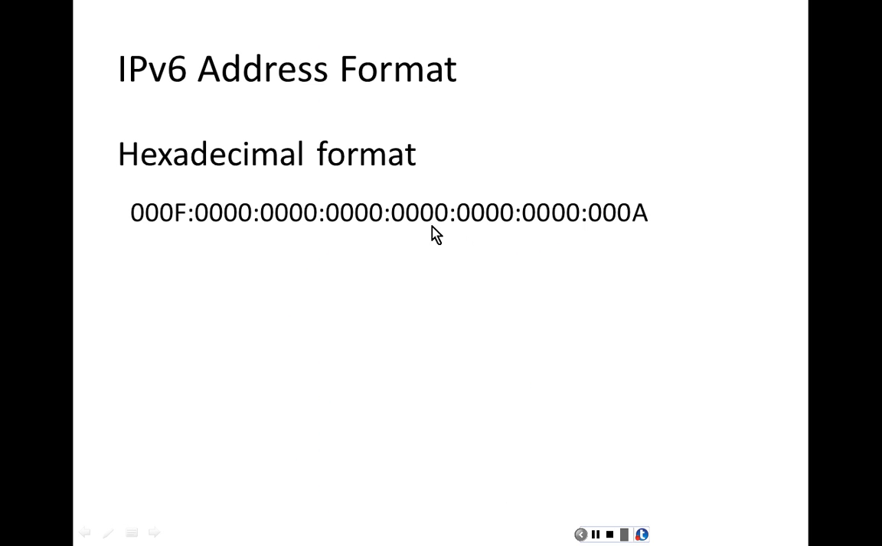Now, we can represent this whole string of zeros as simply a double colon. A double colon represents a long string of zeros. You can only have the double colon once. And then you can get rid of these leading zeros since they're not necessary. And that shows that it is network 15, workstation A. So hex is a little bit overwhelming at first, but it doesn't take long to get good at hex.